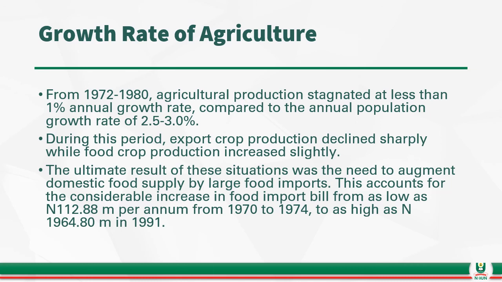So the ultimate result of this situation was that we needed to augment the domestic food supply by bringing in food from abroad. The population growth rate was on the increase, and agricultural production was on the decrease, so they had to supply food by importation. And when you are importing food, you are spending a lot of money, which happened in 1970 to 1974 and to 1991.